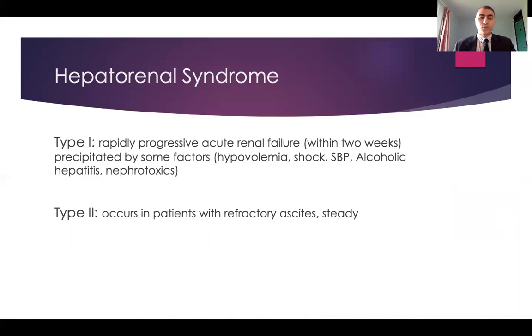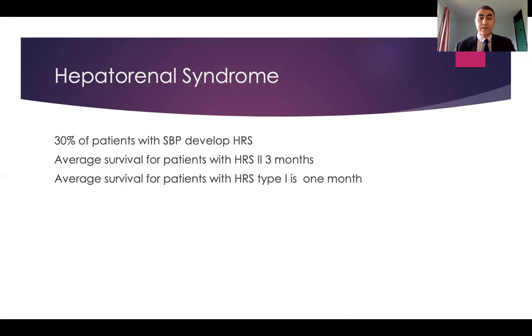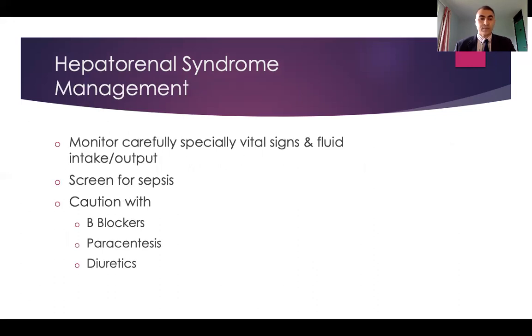There are two types, type 1 and type 2. Type 1 is rapidly progressive acute renal failure within 2 weeks, precipitated by hypovolemia, shock, SBP, alcoholic hepatitis, or nephrotoxics. Type 2 occurs in patients with refractory ascites, and it is steady, increasing slowly. Unfortunately, 30% of patients with SBP develop HRS. The average survival for type 2 is 3 months. Average survival for patients with hepatorenal syndrome type 1 is 1 month.